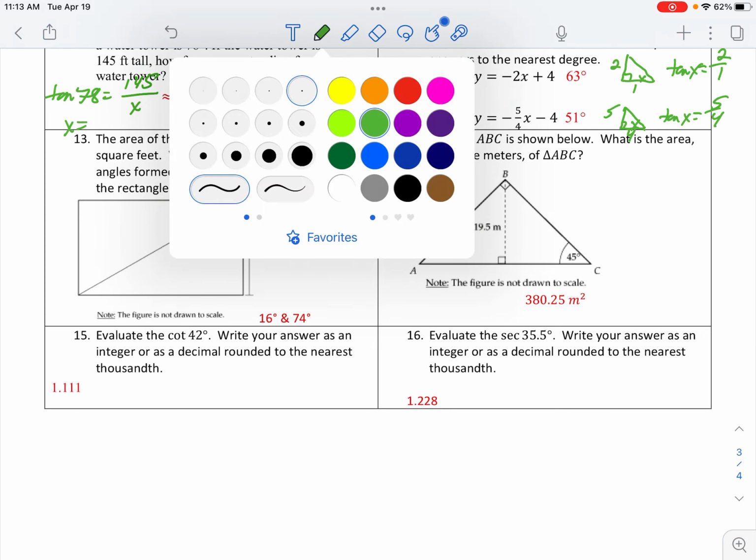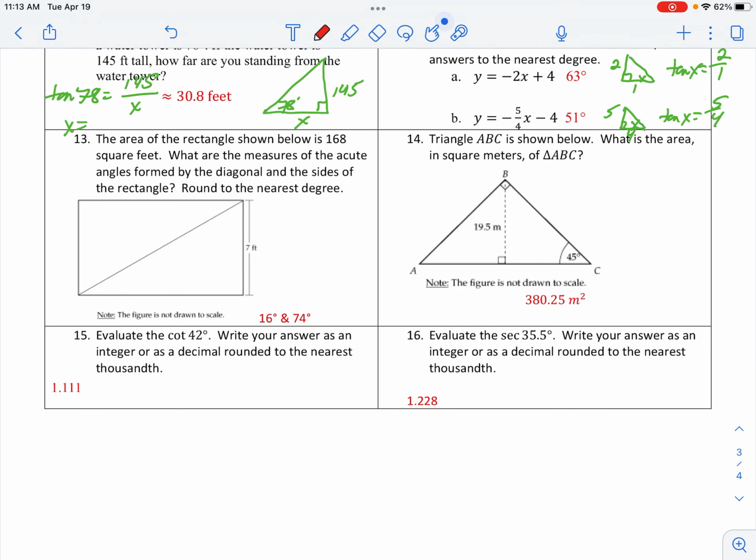All right. The area of a rectangle is 168 feet. What are the measures of the acute angles formed by the diagonal and the sides of the rectangle? Well, it's a rectangle. We know that's a right angle. We know the length is 7. 168 divided by 7 tells me this has to be 24 feet right here because the area was given as 168. So 168 is 7 times the width. That's where I'm getting that 24.